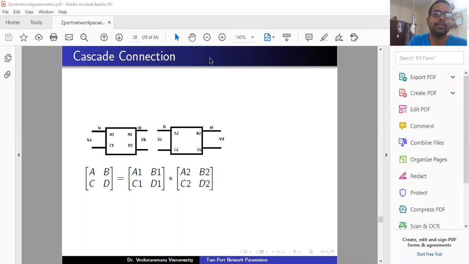Right. So now we are going to discuss the cascade connection of the two-port networks. So I have one two-port network whose input voltage is VA and input current is IA. Output voltage is VB and output current is IB. A1, B1, C1 and D1 are the ABCD parameters of the first two-port network.